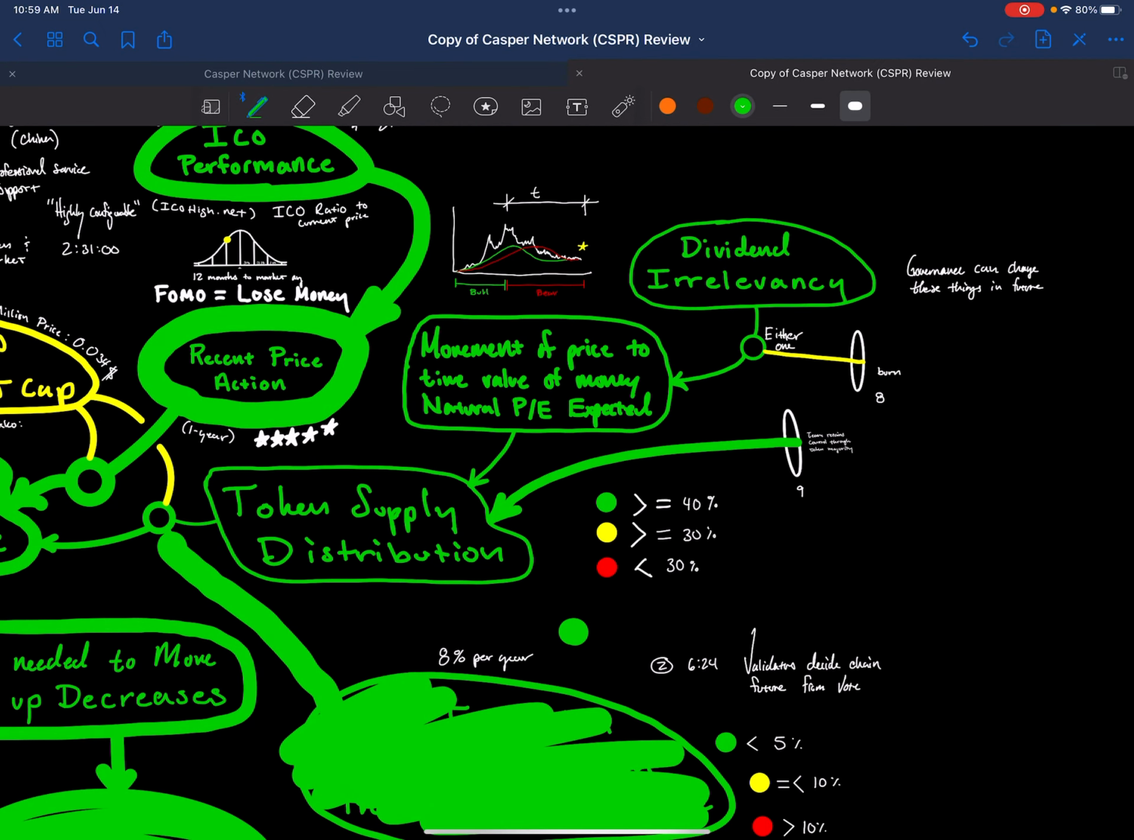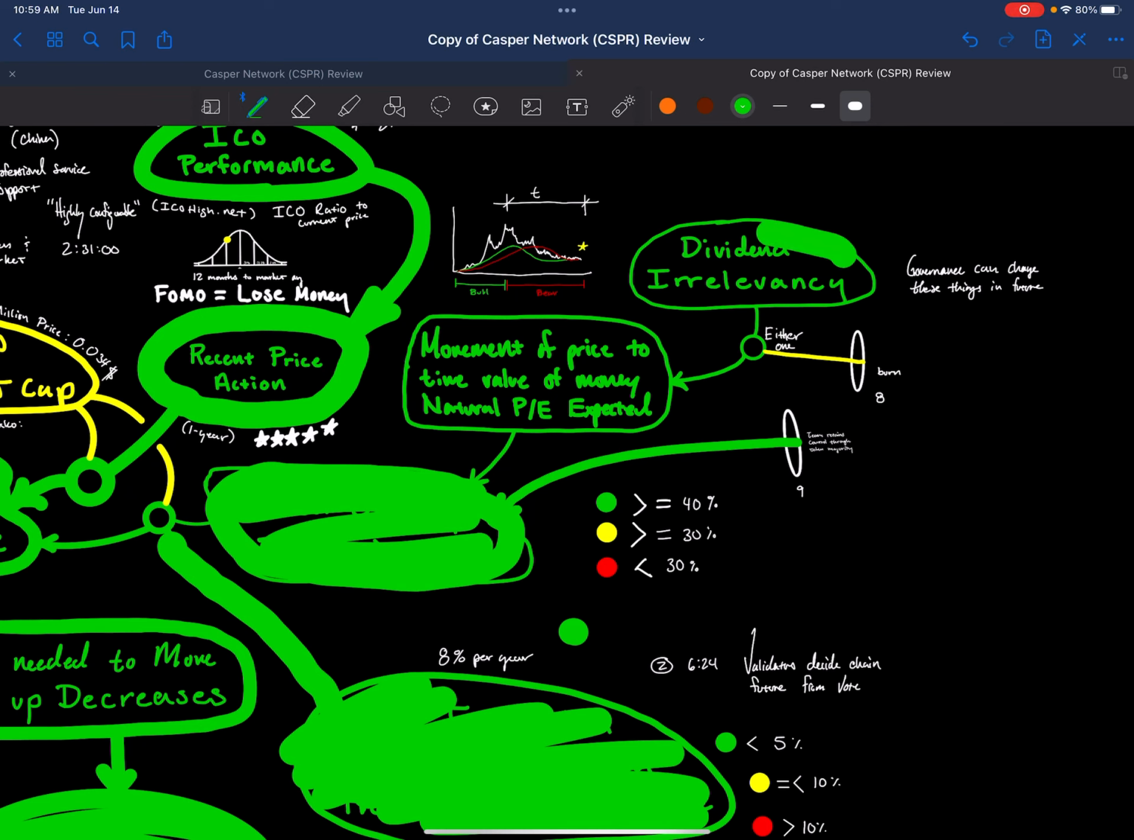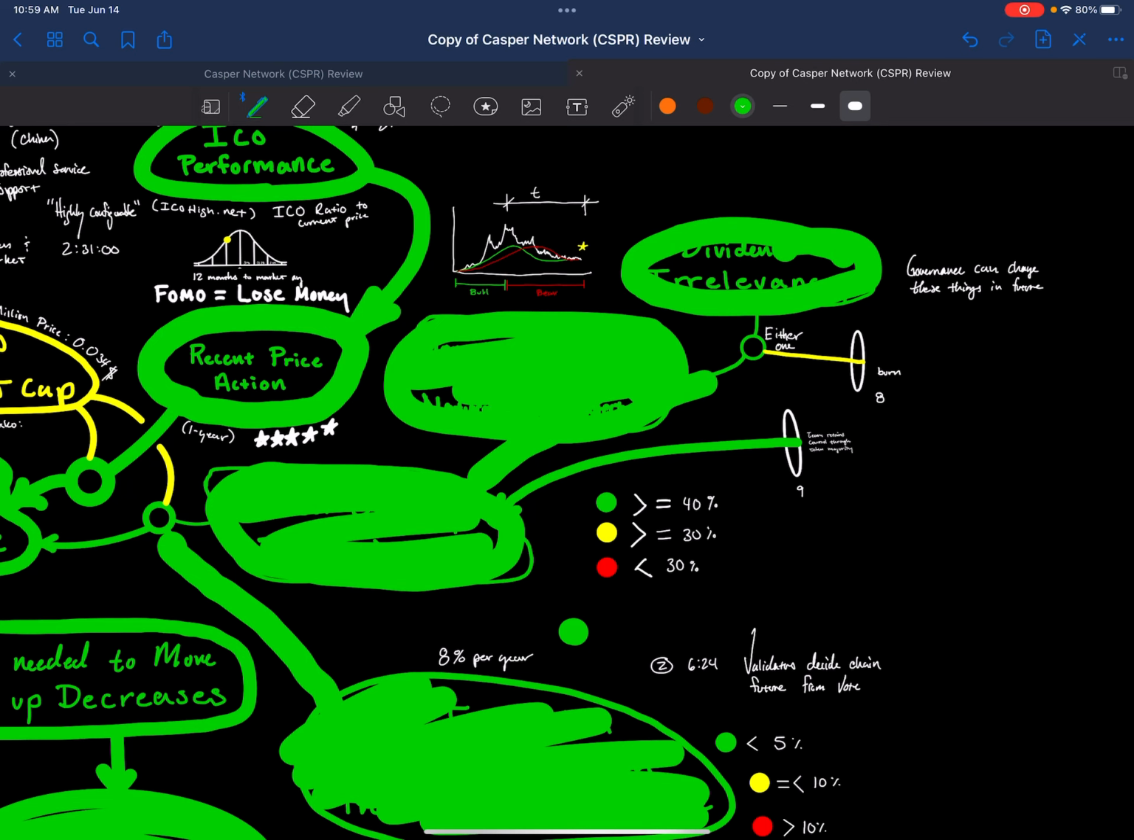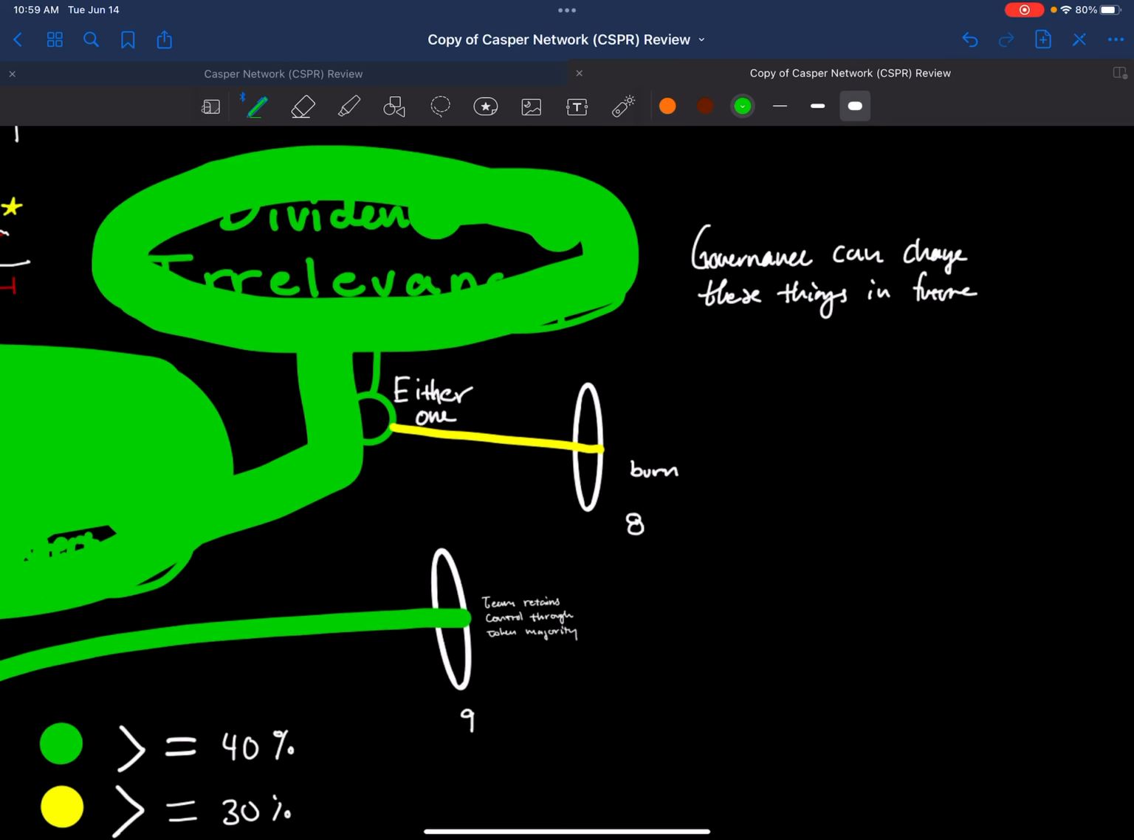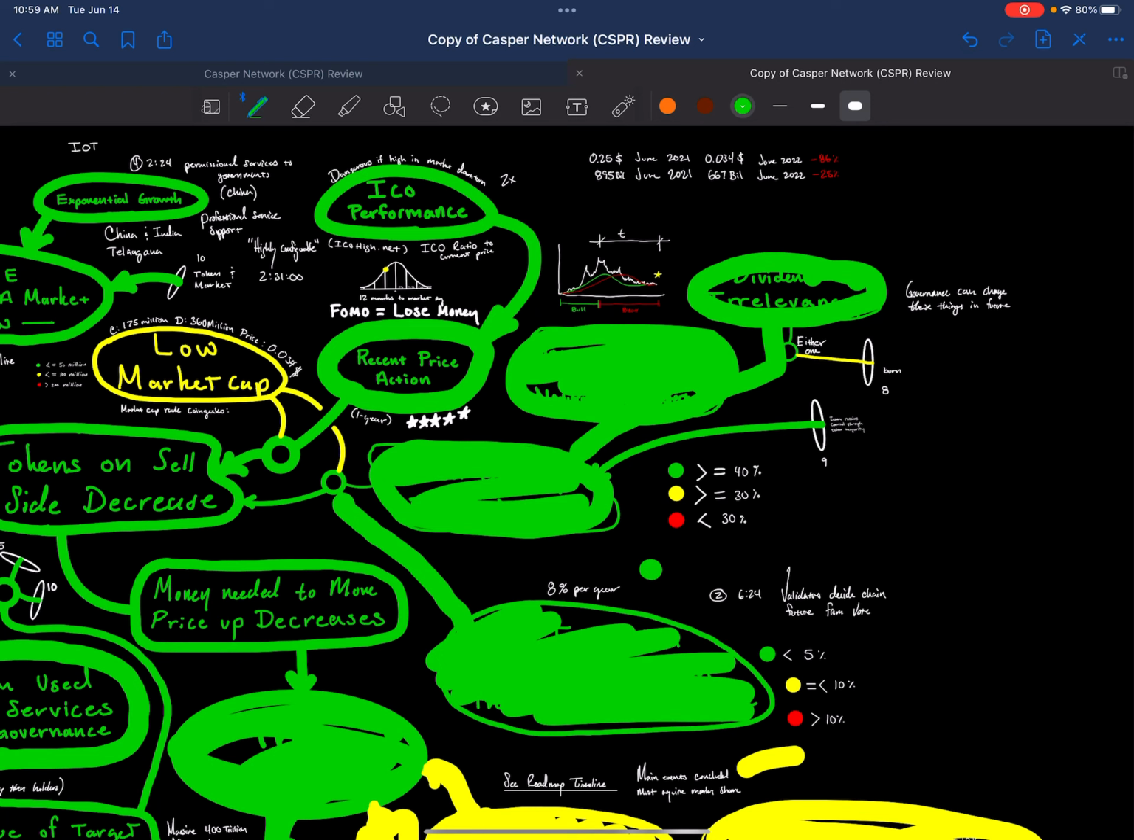As far as token supply distribution, these are somewhat irrelevant because the dividend and movement to PDEs should be expected somewhat due to how the token is tied to it being proof of stake. So in order to have a voice over this network, in order to be part of this network, you have to be a token holder.